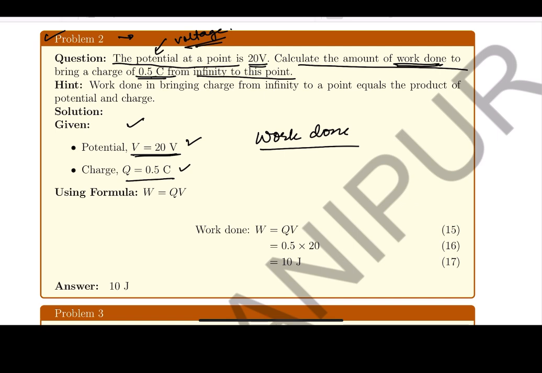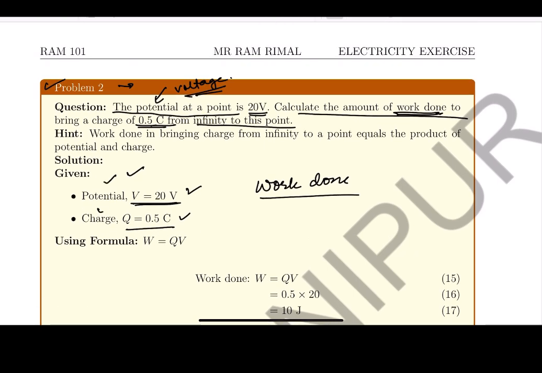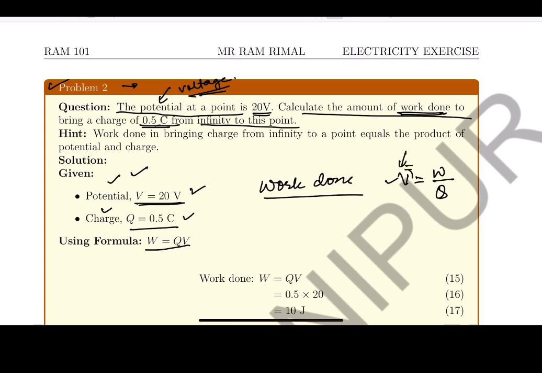So what is the formula that has potential, charge and work done? We know one formula, V is equal to W by Q, work done by charge. Okay, this is the formula. We have discussed this formula. Now in this formula, voltage is given, charge is also given. We need to find out W. So Q will go here and multiply, QV. So W is equal to QV.